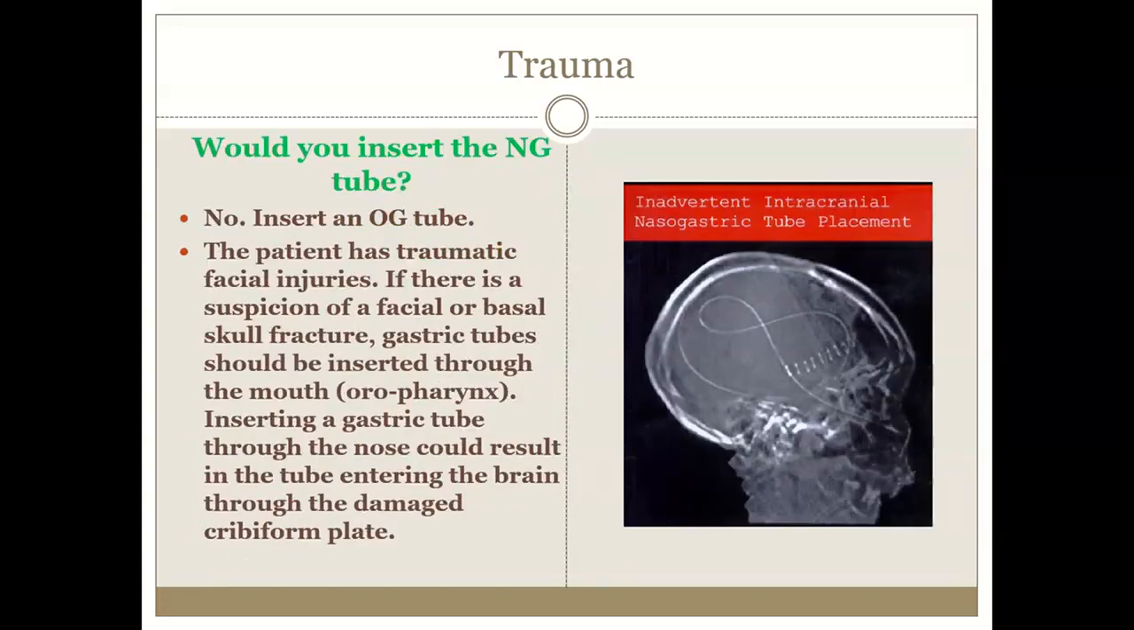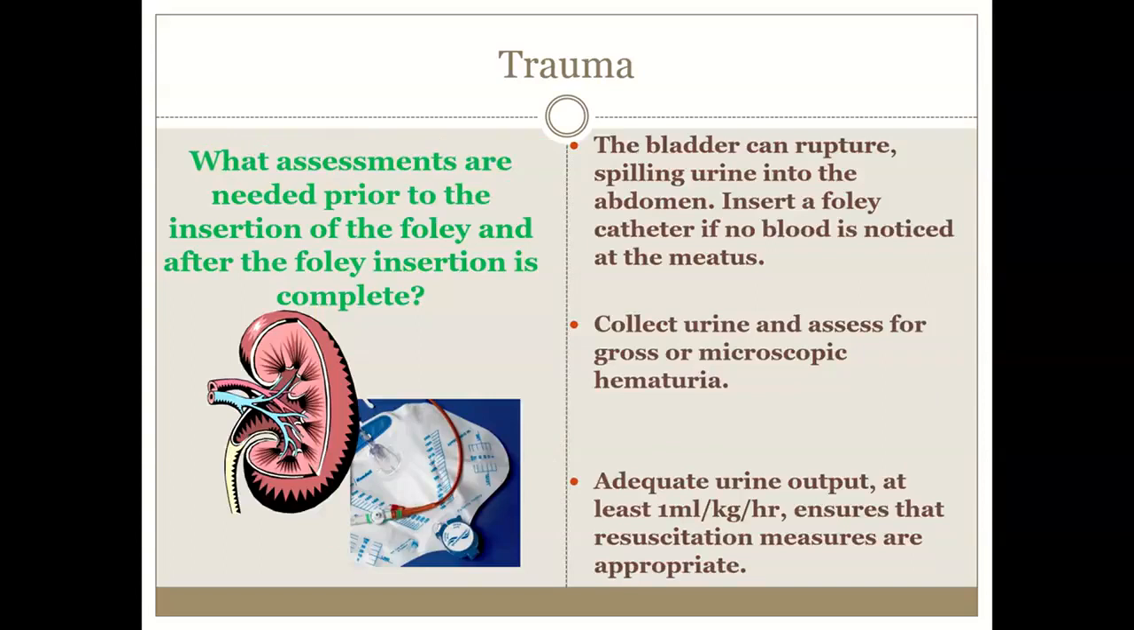Now, would you insert a nasogastric tube? No, you're going to insert an orogastric tube. It's the same thing, it's just a different placement. The end of the tube still goes in the stomach, that's the gastric part, but we're going to put it in through the mouth and then into the stomach instead of the nose. That is because any patient with any kind of facial injuries and/or a suspected skull fracture, the tubes need to go in through the mouth. And so most trauma patients will have an orogastric tube.